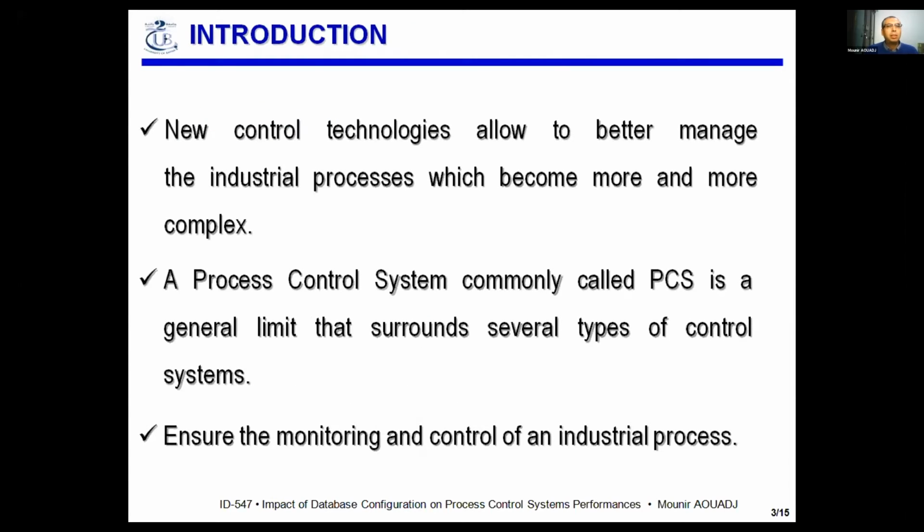PCS is a general term that covers several types of control systems. A process control system, commonly called PCS, is often found in the industrial sector and critical infrastructure. They are typically used in heavy industries such as oil and gas, electrical power, water and wastewater, chemical, and others. The main functions of a PCS are to ensure the monitoring and control of an industrial process.